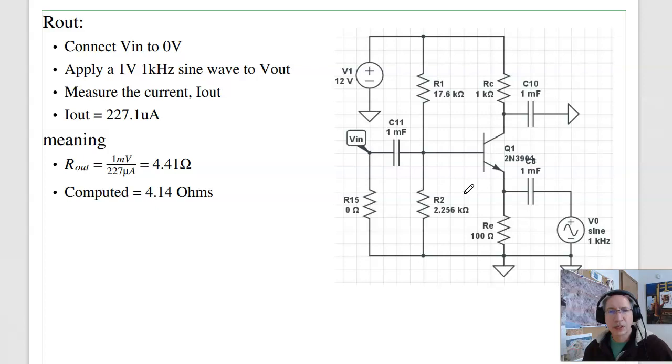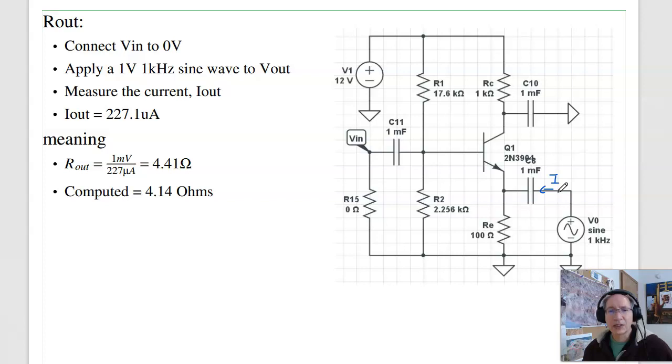To find R out, connect Vn to 0. Apply a 1 kilohertz sine wave at V out and measure the current. In CircuitLab, I can actually measure the current. That's another way to do it.